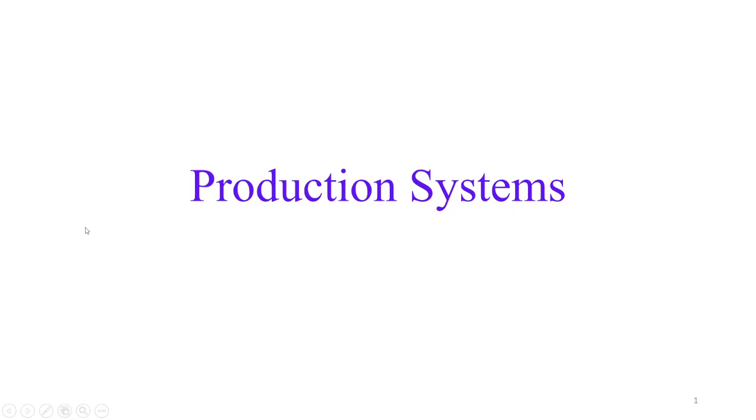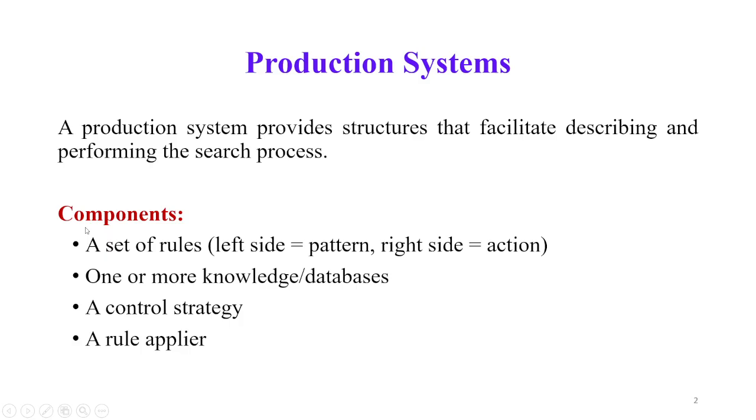By the end of this session, you will understand what a production system is, how its core components work together, the different types of production systems that exist, and how they are used to solve real world problems. To begin, first we will see the definition of the production system.